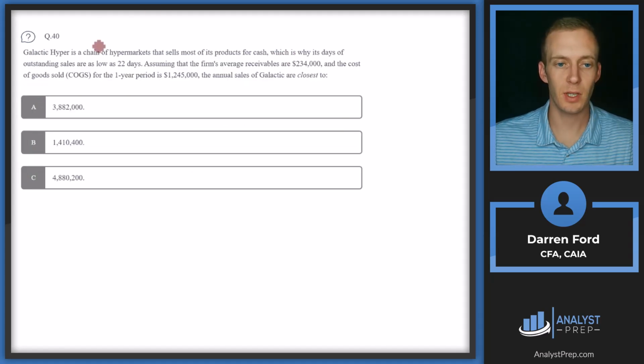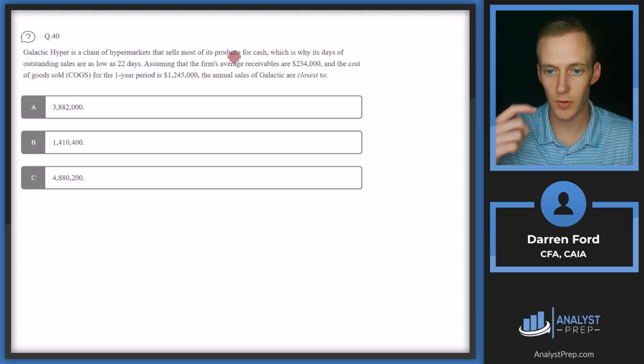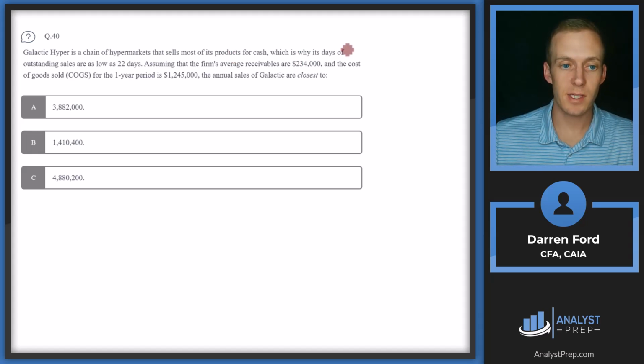Question 40. Galactic Hyper is a chain of hypermarkets that sells most of its products for cash, which is why its days of sales outstanding are as low as 22 days. Assuming that the firm's average receivables are $234,000 and the cost of goods sold for the 1 year period is $1.245 million, the annual sales of Galactic are closest to.